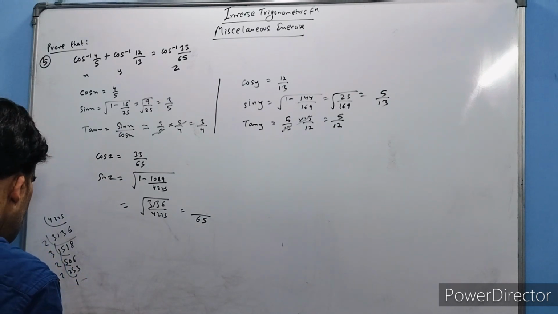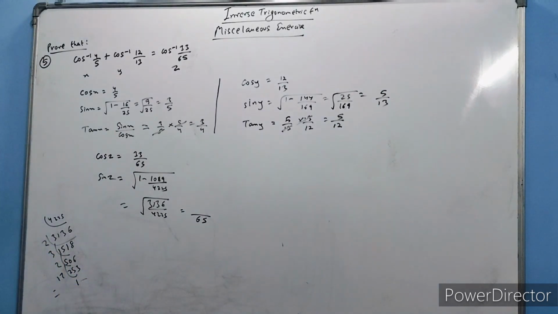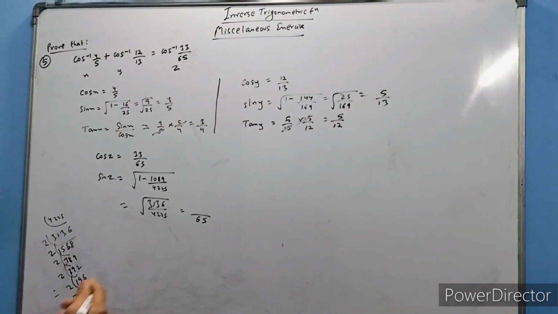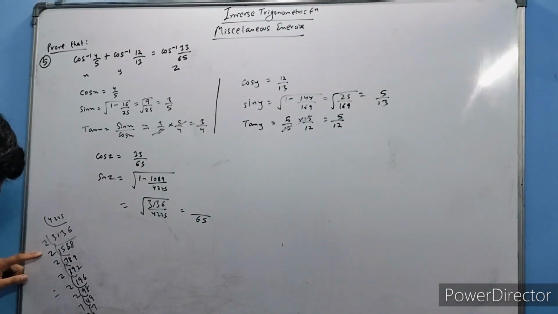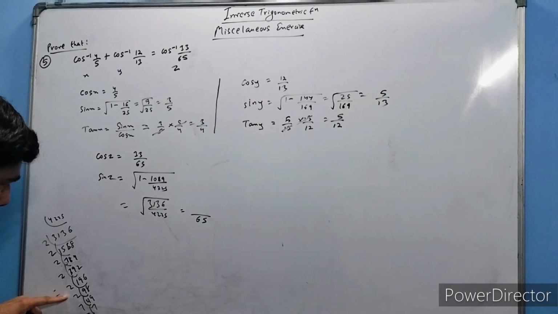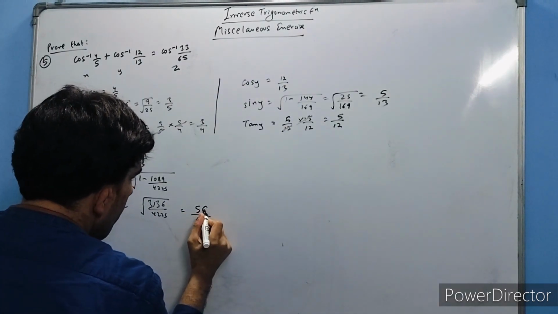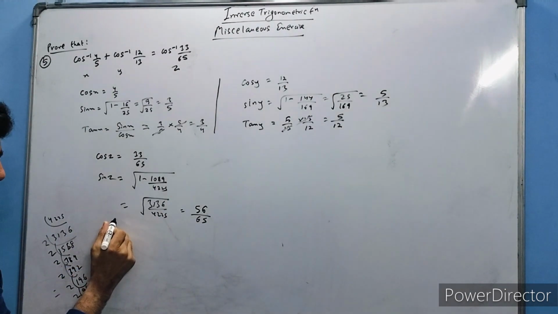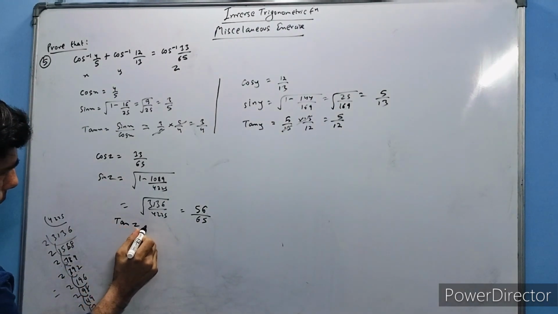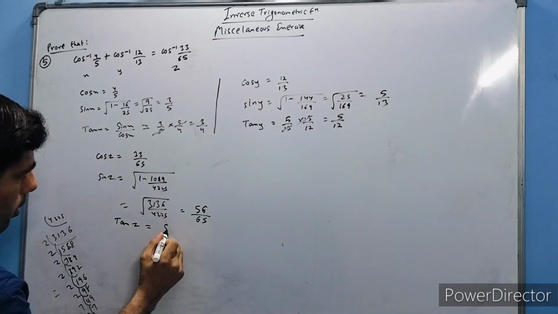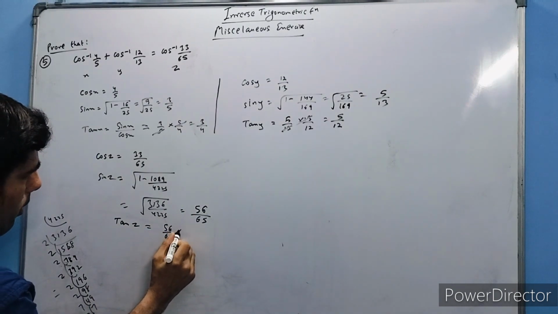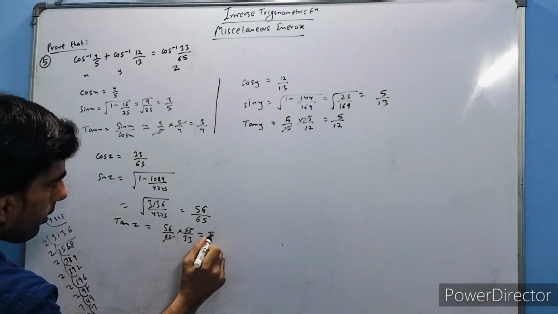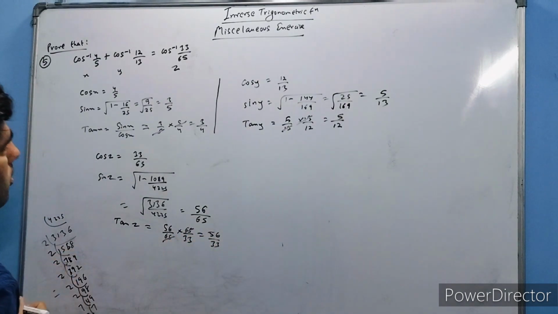Okay, so let's try to find it. Finally, I have found it. The square root of 3136 will be 56. So I got this sin z. Now we'll try to find tan z. It will be sin z upon cos z, 56 upon 65 into 65 upon 33. So it will be 56 upon 33.